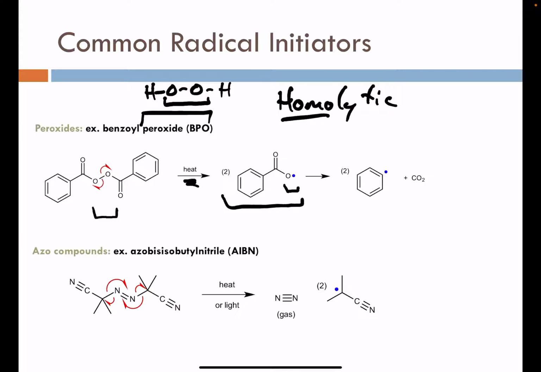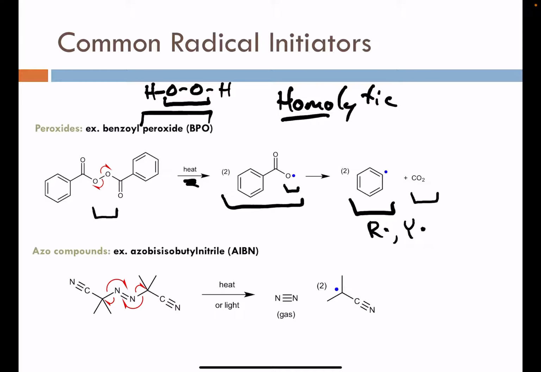This radical is so reactive that it further decomposes to decarboxylate. It's going to eliminate CO2 and generate our phenyl radicals, which are known to be the active radicals for initiation. So we've seen these in our earlier slides as R dot or Y dot.